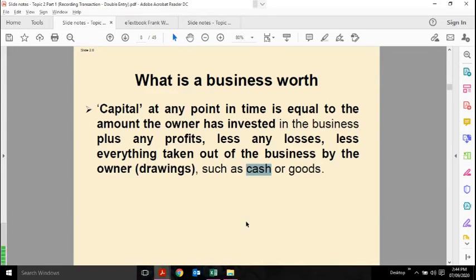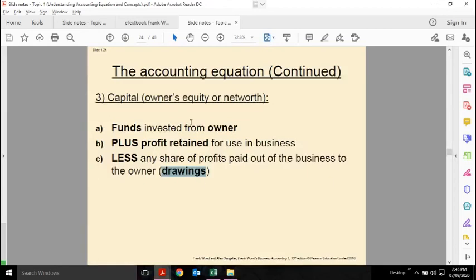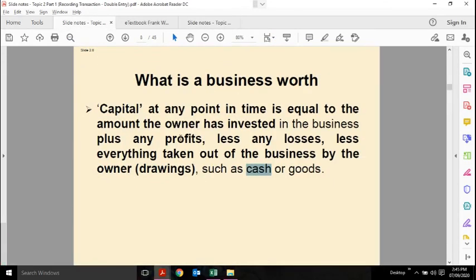So for example, say Diane has a saloon, and her saloon has many shampoos, and she takes one shampoo and also one conditioner for herself, for her personal use. So that is considered as drawings. This is the same as what I mentioned earlier, and it's also similar to what we learned last week.